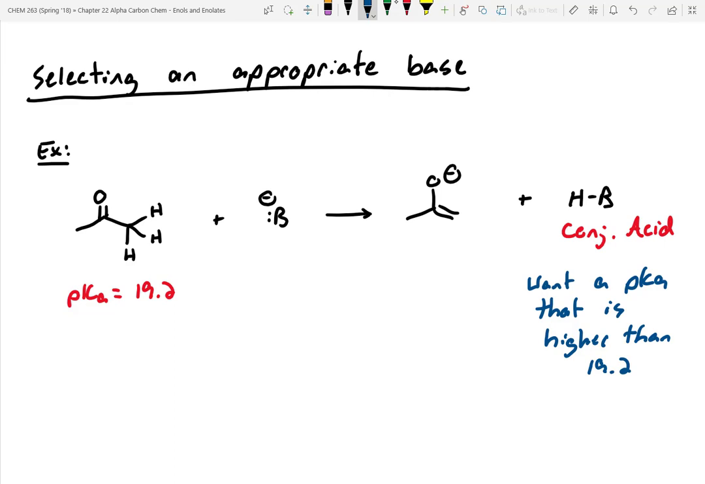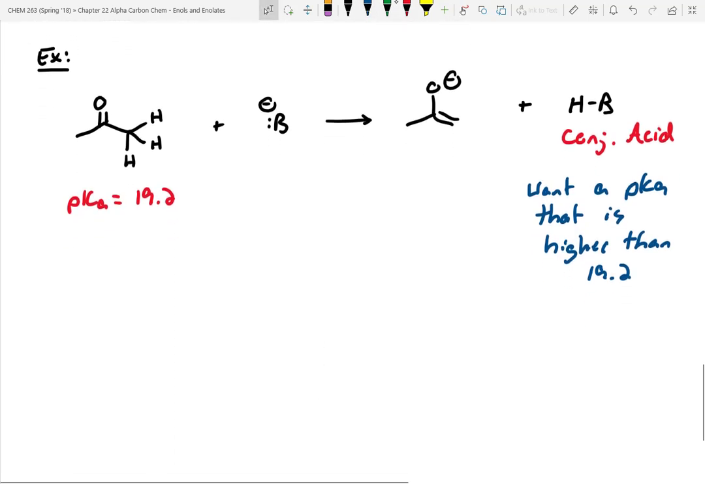That way the reaction isn't reversible. Some people ask me how much higher. The general rule of thumb I used to follow was 5 units higher, because that means it's 5 orders of magnitude less acidic, right? That gives you a really safe comfort zone. So in general, I'd say approximately 5 units higher.